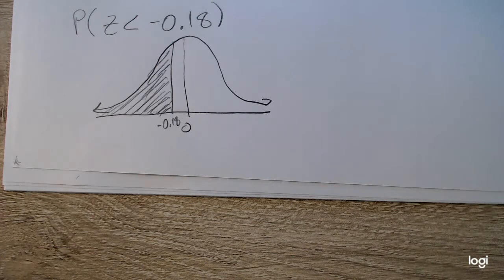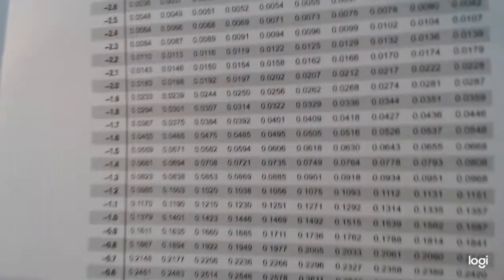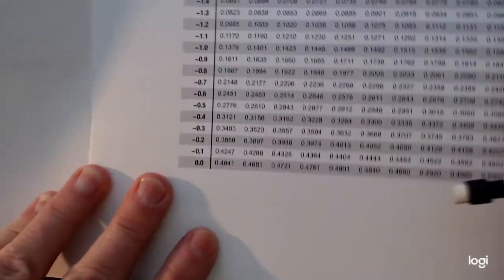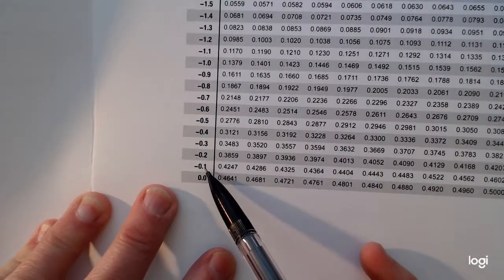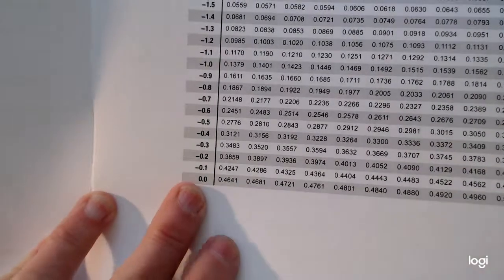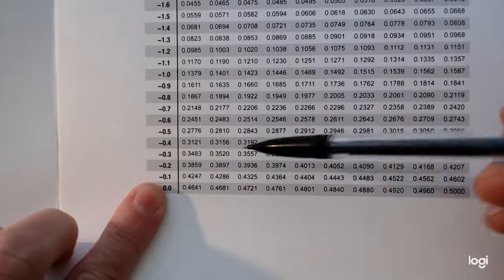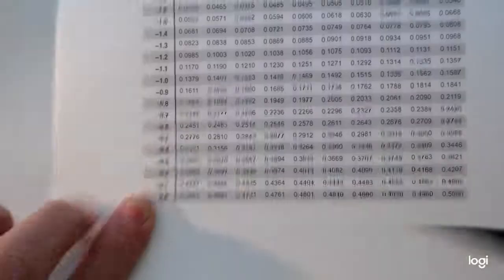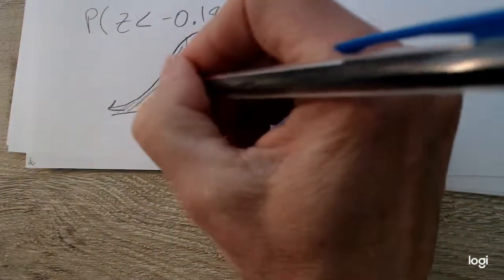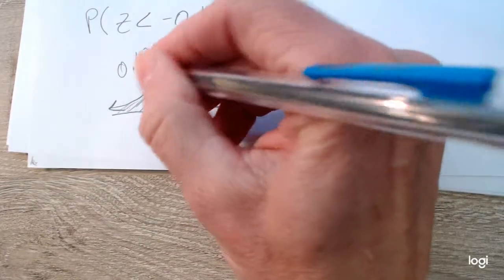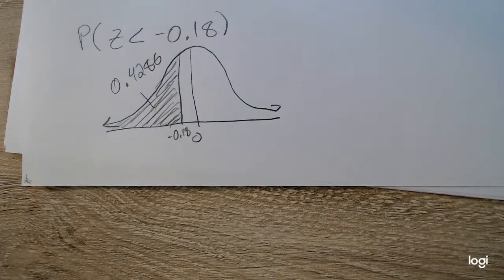So going to my standard normal table, reading down to, and this is a little tricky with all my wires on my desk. Okay, I've got negative 0.1 right there, and then I need to read over to 0.08. Okay, so negative 0.1 intersecting with this column 0.08, I get 0.4286. And that is consistent with what I had expected. I expected an area or a probability less than 0.5.